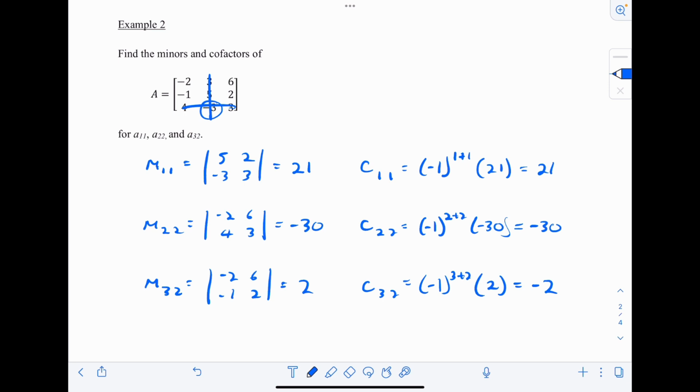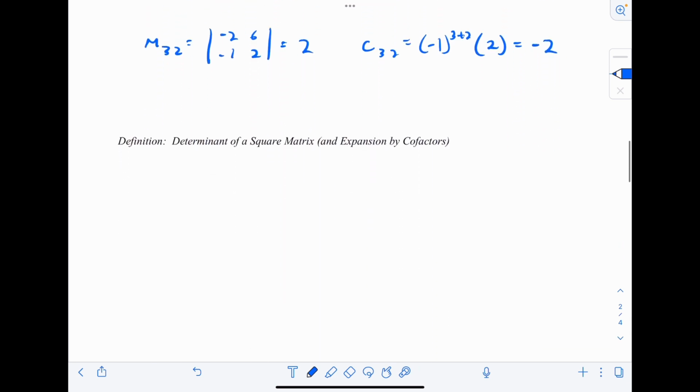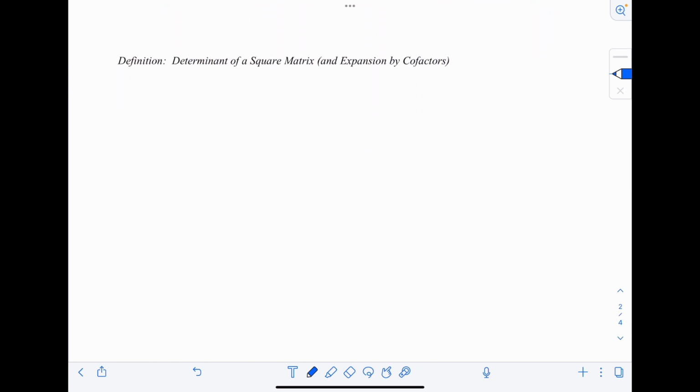So that's how we find minors and cofactors. Now, what is the point? Why are we finding that? Well, that gets into finding determinants of larger matrices. Again, 2 by 2, very simple. Multiply the diagonals, subtract. That's your determinant. But if I have a 3 by 3 or a 4 by 4 or larger, it's a little more complicated than the 2 by 2.